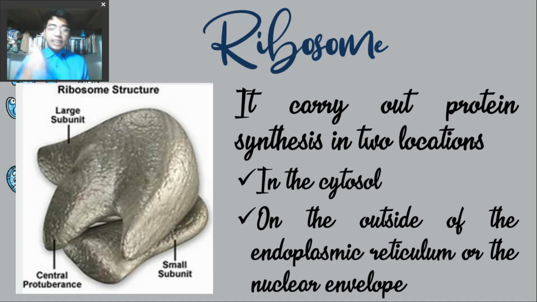In the case of the ribosome, the process of protein synthesis actually happens in two major locations. It is either in the cytosol, both for eukaryotic and prokaryotic organisms, or it can also happen on the outside of the endoplasmic reticulum or the nuclear envelope. Ribosomes have two main parts: the large subunit and the small subunit. They act just like a clamp. If you can still recall the central dogma of molecular genetics, the ribosome is the organelle that is very much responsible for the formation of the polypeptide chains after the process of translation.